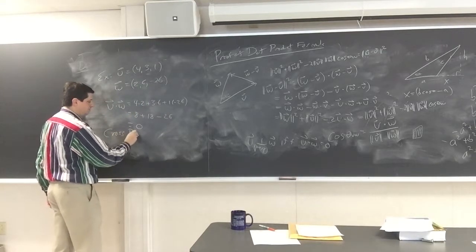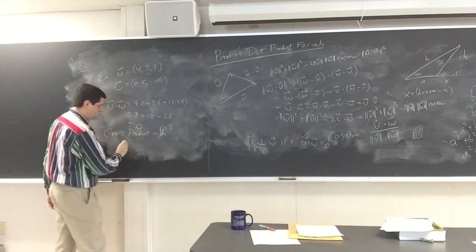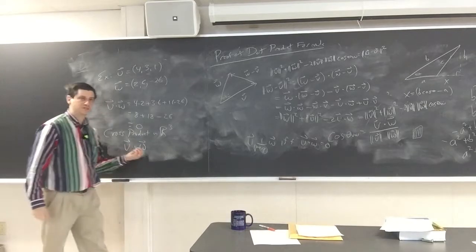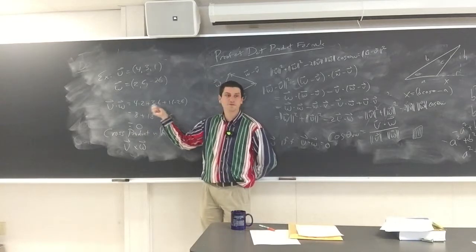So the cross product in three-dimensional space will be a vector, and we'll denote it v cross w. And in fact, it's going to be a vector that will be perpendicular to both v and w.